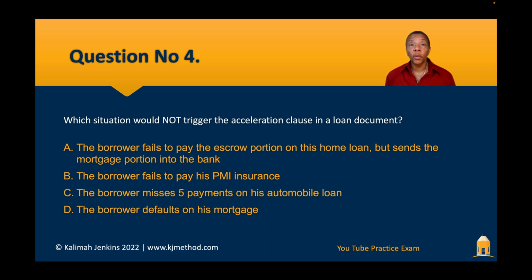That would be the borrower misses 5 payments on his automobile loan. Why is that? Look at A, B, and D. They are all related to the house itself, right? The loan on the house, the escrows on the house, the PMI on the house. And so the acceleration clause is the clause that says if you default on any of these things, then the bank can call the entire loan due. But if you miss 5 payments on your vehicle, that has nothing to do with the loan. Now, that's not to say that later on that's not going to be a problem, but it does not immediately trigger the acceleration clause in the loan documents.